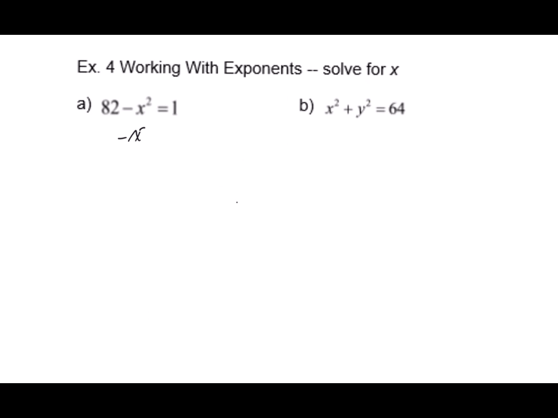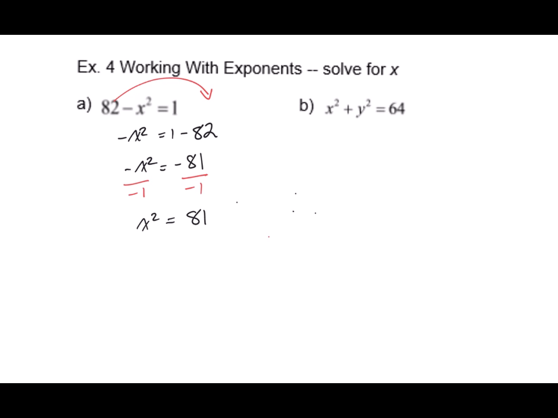This next problem set allows us to solve for x. So we're going to use SAMDEB again, and we're only going to solve for x squared first. So we move the 82 to the other side. So we get negative x squared equals 1 minus 82, which simplifies to negative 81. To get negative x squared by itself, we divide both sides by negative 1. So we end up with x squared is equal to 81.